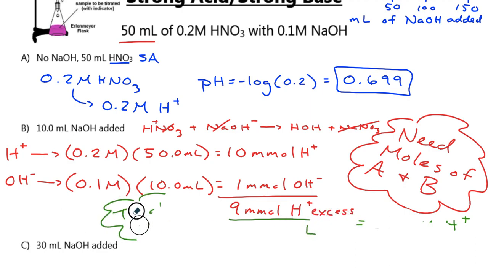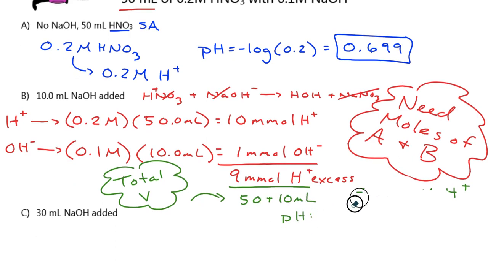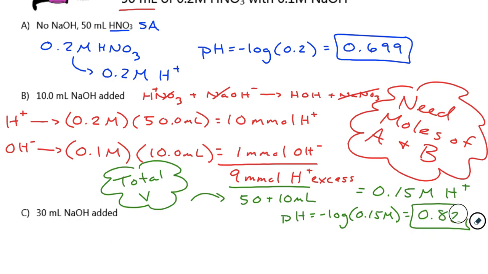So now, what I can do, and you got to make sure you're doing total volume, is that now I just put it over the total volume, and I'm going to get 0.15 molar of H plus, and I get now 0.82 for my pH. It should go up a little bit.